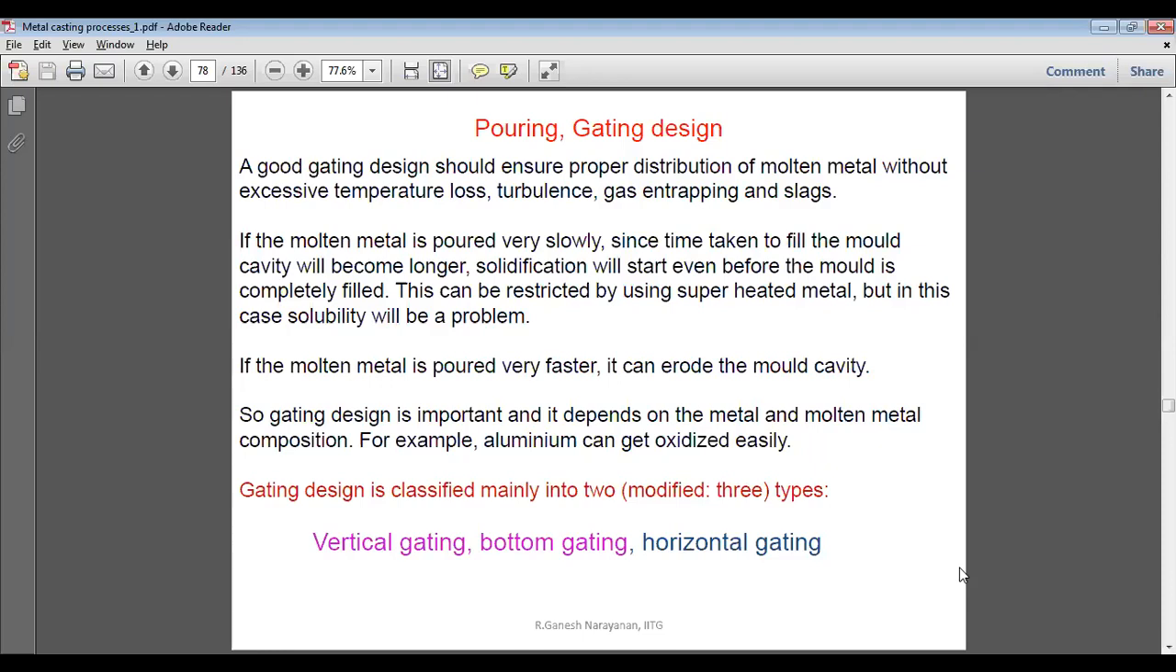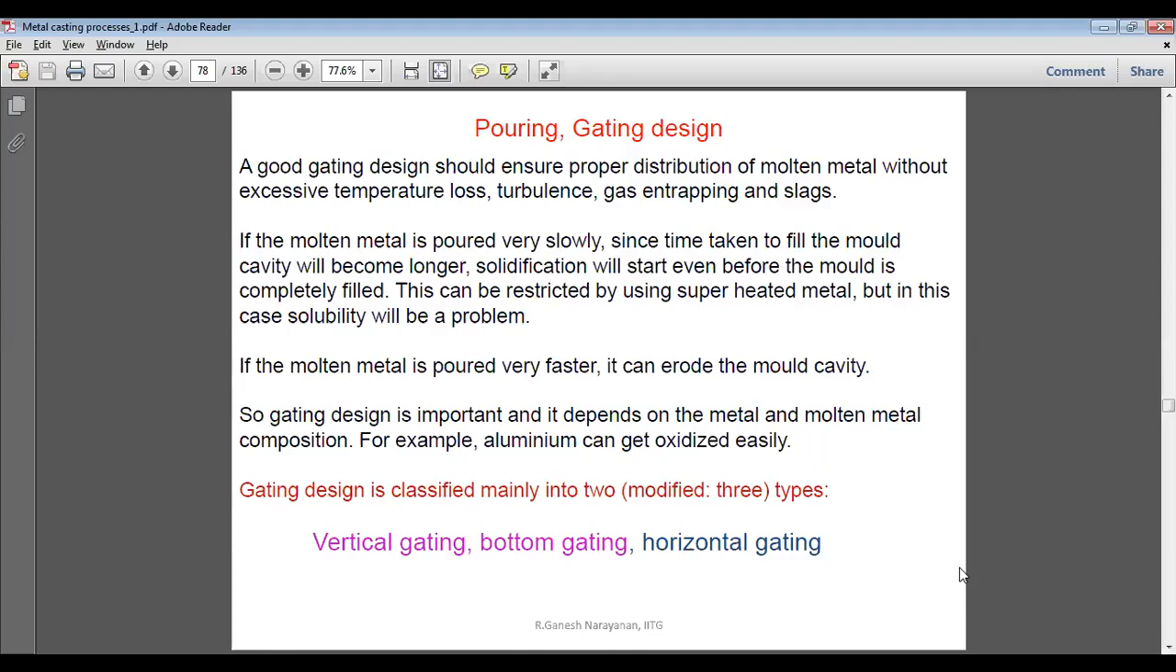If the molten metal is poured very fast, it can erode the mold cavity. As I told, it must also protect the mold, because if the mold is broken or damaged, the cavity will not be good and the casting will not be good. So gating design is important and depends on the metal and the molten metal composition. For example, aluminum can get oxidized easily. So we have to take care of all these components in order to design a gate.